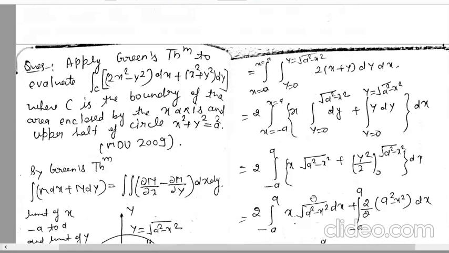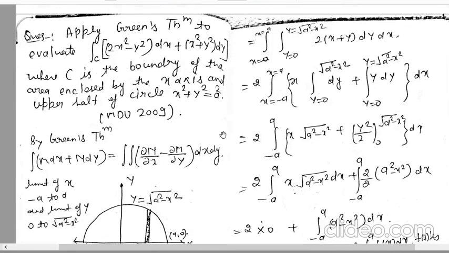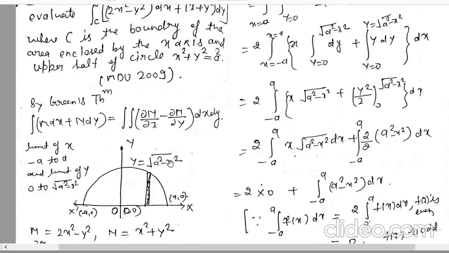Now there is another example also here, and this example has already come in your MDU 2019. So apply Green's theorem to evaluate this integral, and the upper half circle is given, x square plus y square is equal to a square. So first you can see your figure, then this is your upper half circle, right? And point a0 is here.